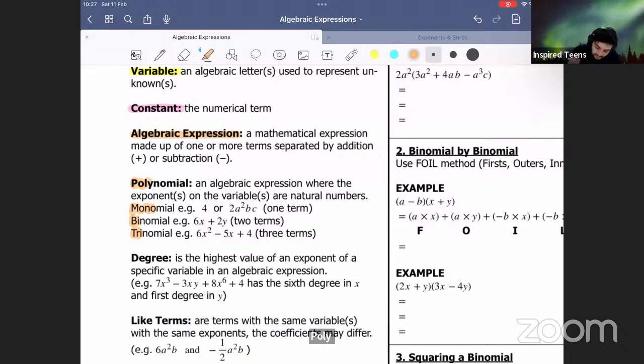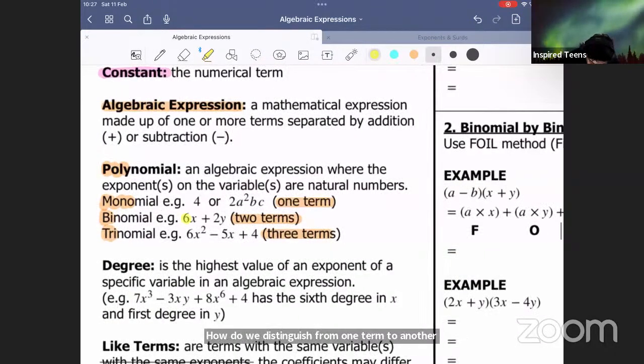So in an algebraic expression, if it's a monomial, it has one term. If it's a binomial, it has two terms. If it's a trinomial, it has three terms. How do we distinguish one term from another? They have to be unlike terms. So what distinguishes this as two terms? The fact that they are unlike. We have 6x and 2y. We cannot add those two together.